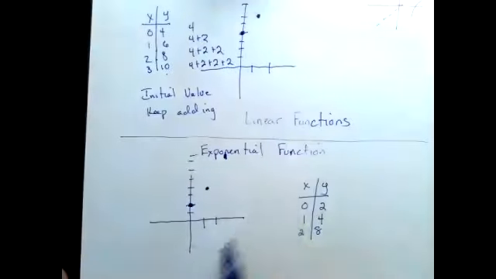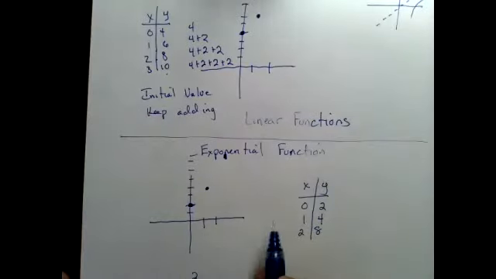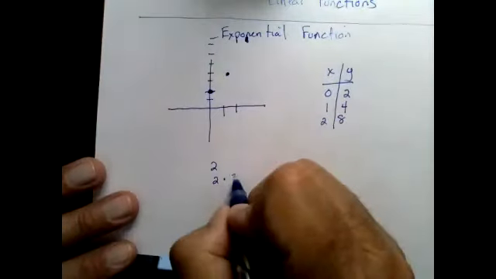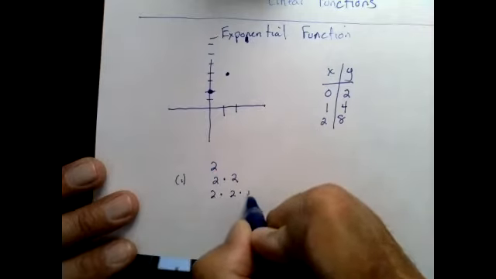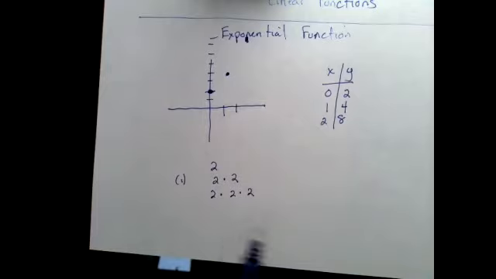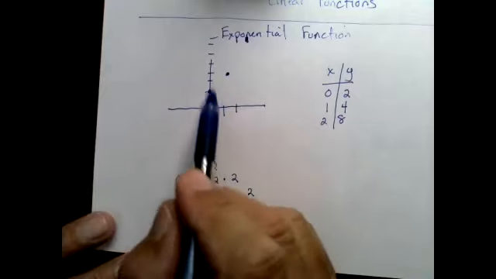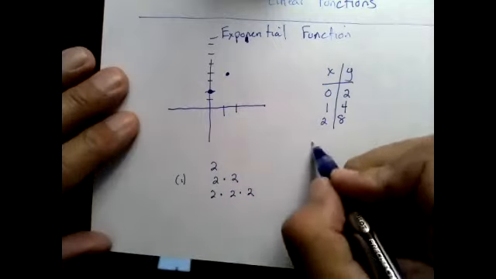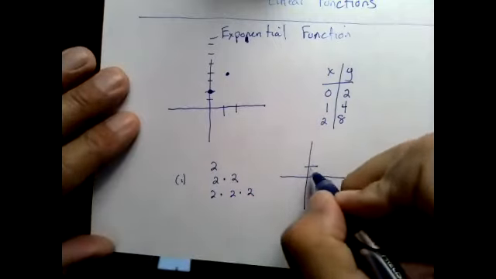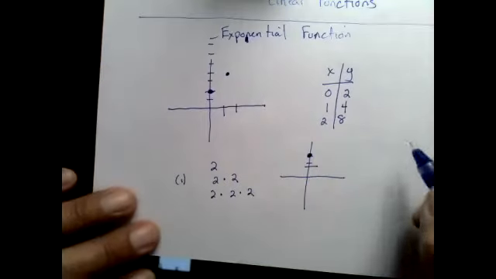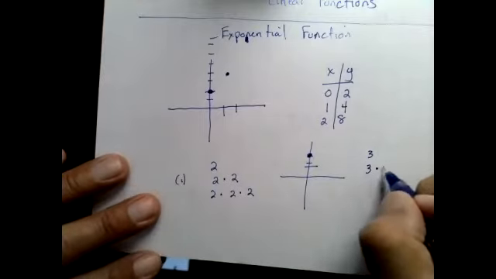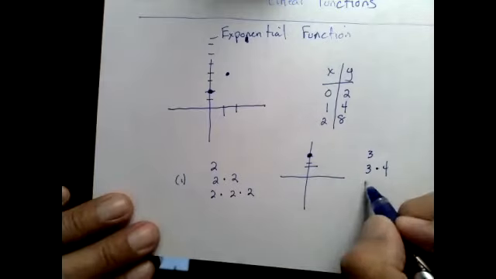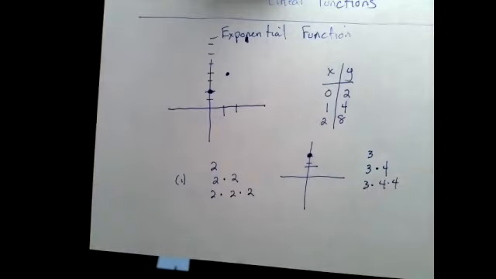So again, I started with an initial value of 2. Then the next time I multiplied by 2. So that was at 1. The next time I multiplied by another 2. And I kept multiplying by 2. I probably should have started this at 3 or some other value to change it. Here's an initial value of 3. And let's say I multiply. So the first one's at 3. If I'm multiplying by 4, the next one would be at 3 times 4. Then 3 times 4 times 4, and so on.